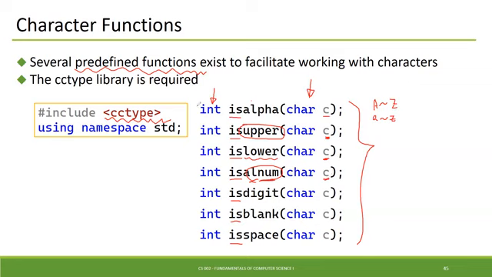Isalnum: alphabet and number. If c is an alphabet or number, it returns true. Return one is true, return 0 is false. Even if it's not the bool type, sometimes we use int to specify 0 or 1, true or false. And isdigit will check if the given character is a digit, a number. Actually, blank and space are the same. I'll show an example in the next slide. Yeah, it is just like a flag, true or false.